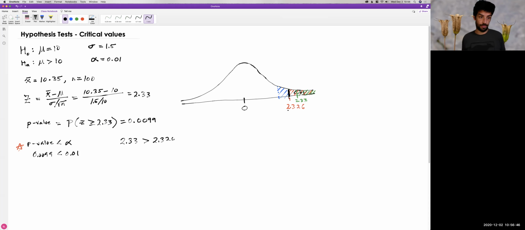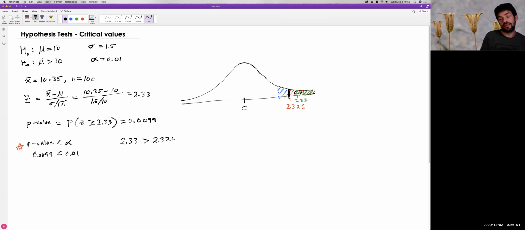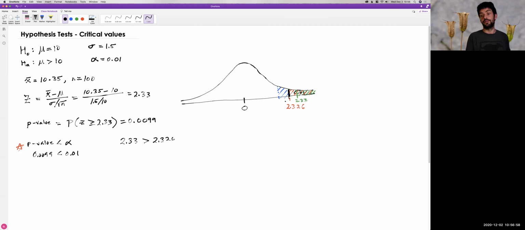It's not always going to be above. If we were doing a different hypothesis test where we suspected the mean was lower, then we'd have to look at this in the other direction. So to use this critical value, we need to understand the picture well, right?